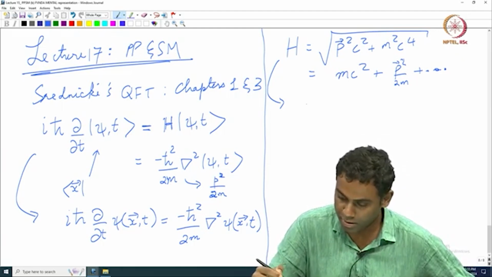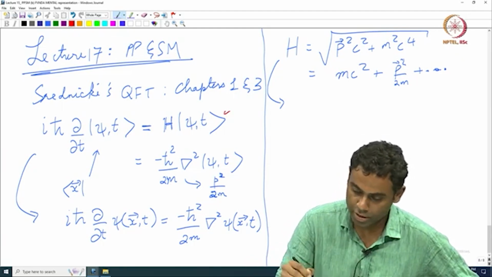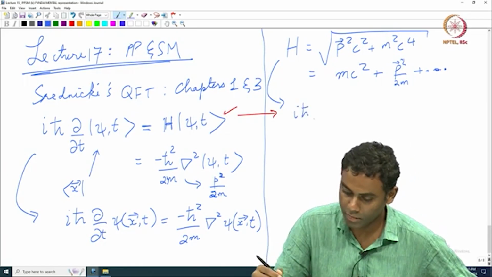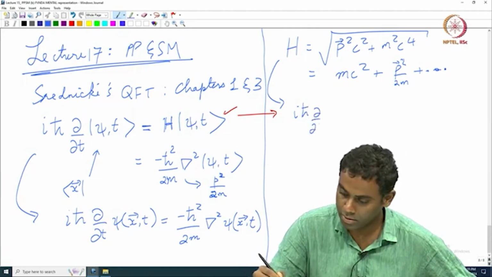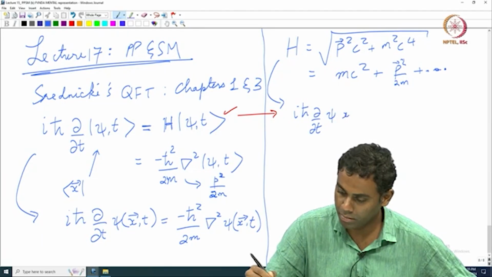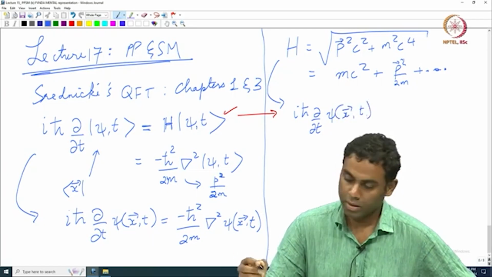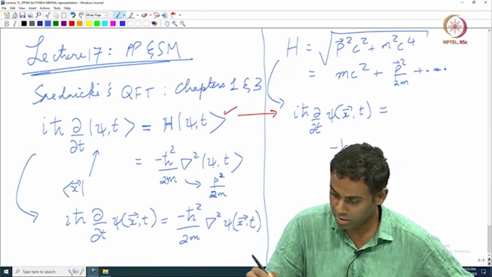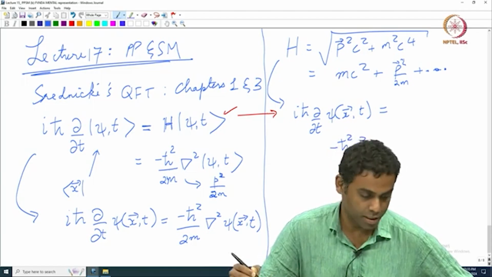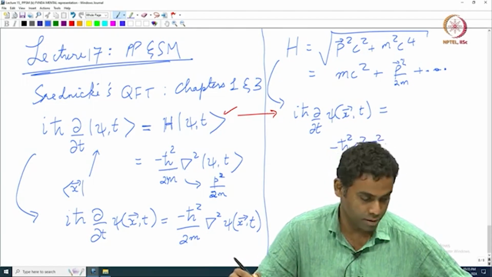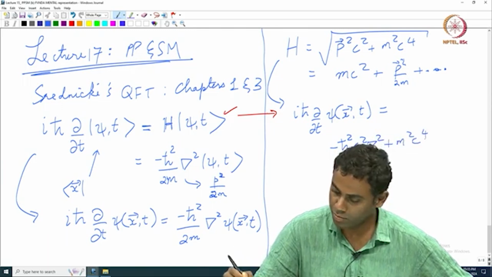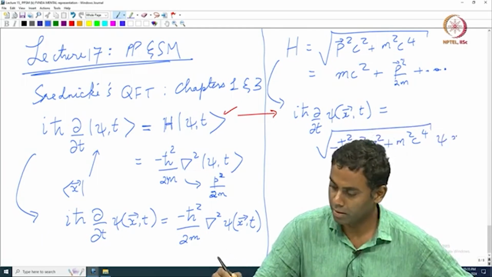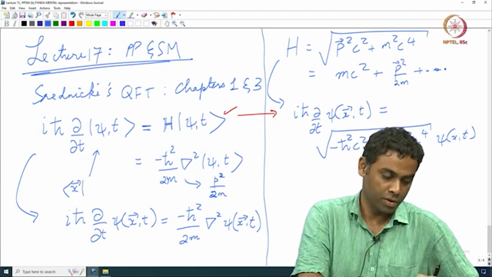I'm just going to plug that into the Schrodinger equation, and that's going to give me i h bar partial derivative with time, that's going to give this very weird operator on the right hand side, h squared c squared del squared plus m squared c to power 4 under a square root. Good.